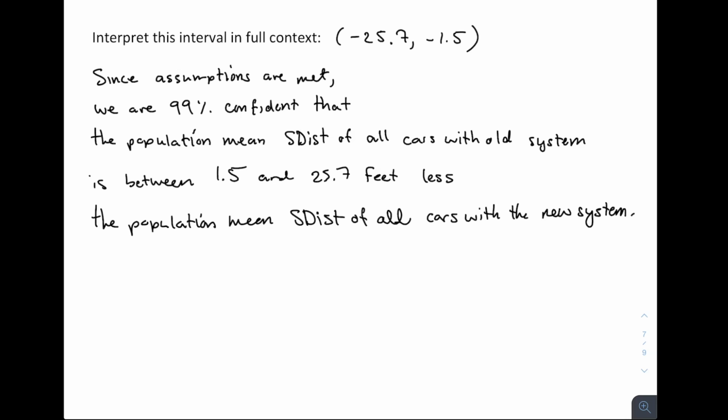Notice that I knew that it was between 1.5 and 25.7 feet less than the new system because the differences were negative. When the differences are negative, the second value, the second group, in this case the new system, is bigger than the first group, in this case the old system. The old system is between 1.5 and 25.7 feet less than that of the new system.